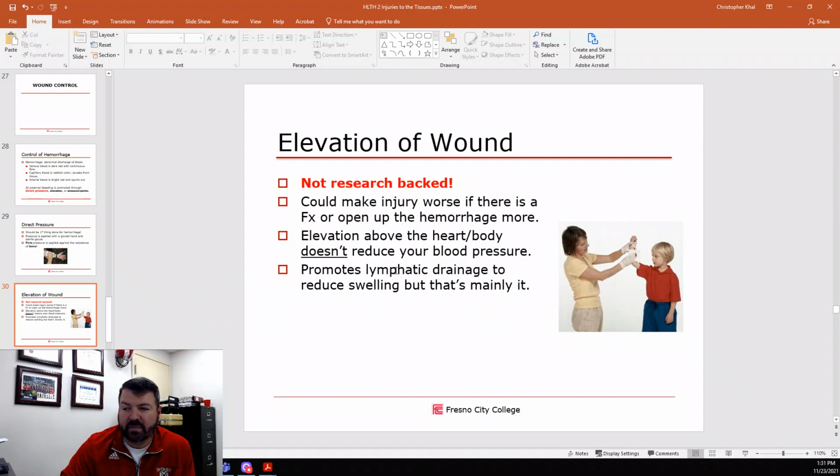And then the lymphatic drainage is not really your key concern right now, because you're trying to stop bleeding, not get swelling to drain out. So elevation is just not a thing that we really use anymore.